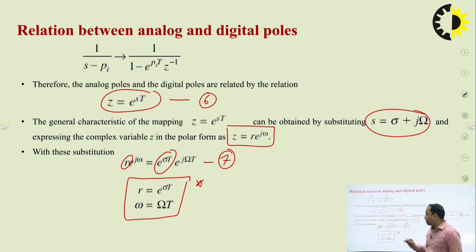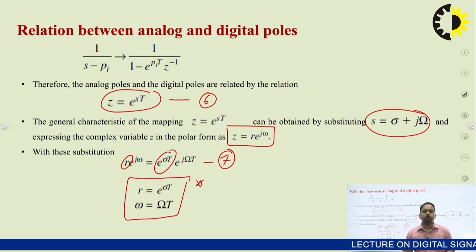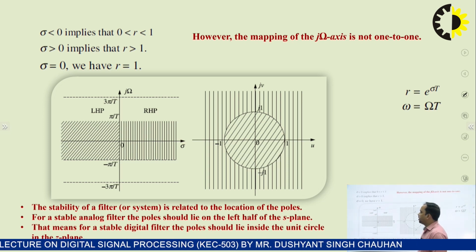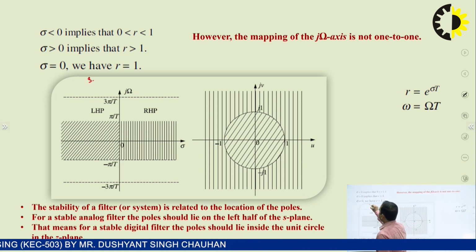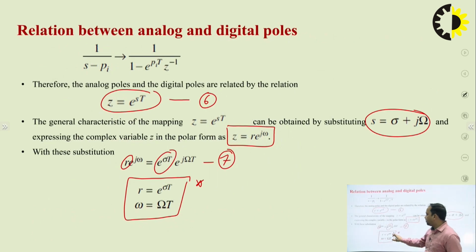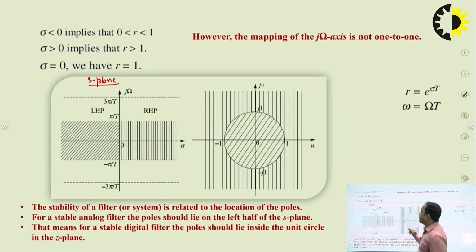So let's start with the first equation, which is R equals e raised to the power sigma t. If sigma is less than 0, in the complex S plane, e raised to some negative quantity means that R, the radius of the circle in the Z domain, is inside the unit circle. This area is mapped inside the unit circle.